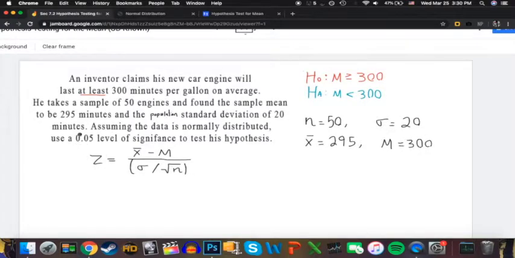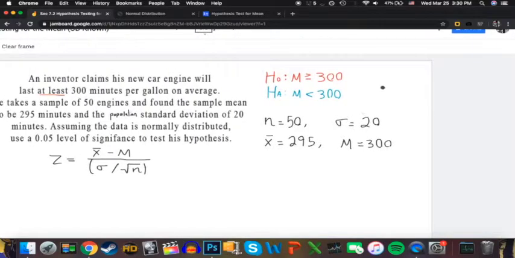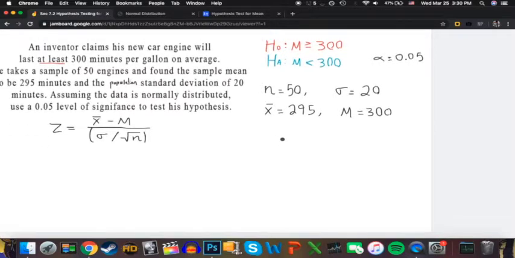Now, because they also list a 0.05 level of significance, we can also identify alpha is equal to 0.05. And so the ultimate goal is to check if that p-value that we have, in this case when mu is less than 300, we want to see if that's going to be less than or equal to our alpha level. And in that case, it's going to be 0.05. Okay. Less than or equal to that.